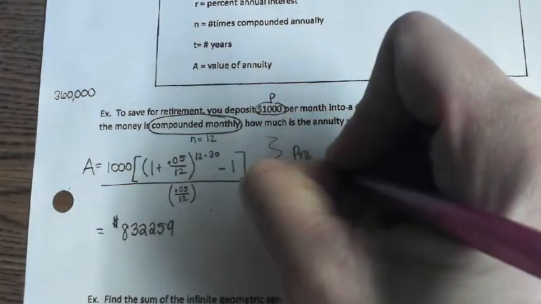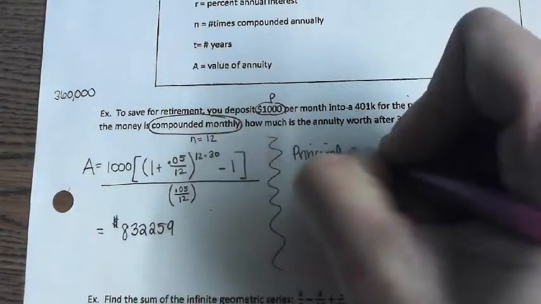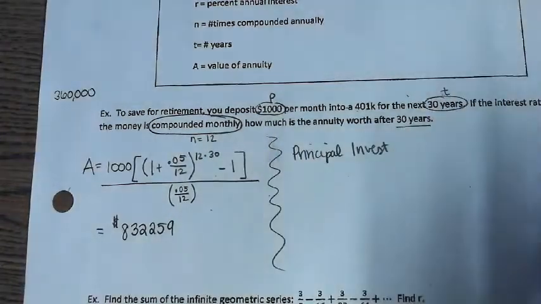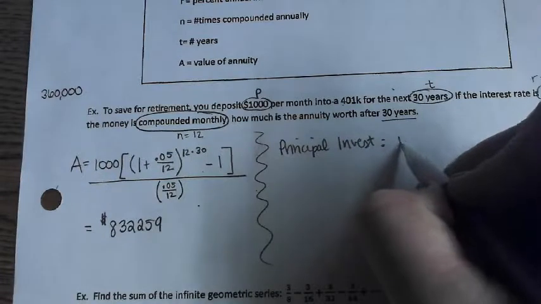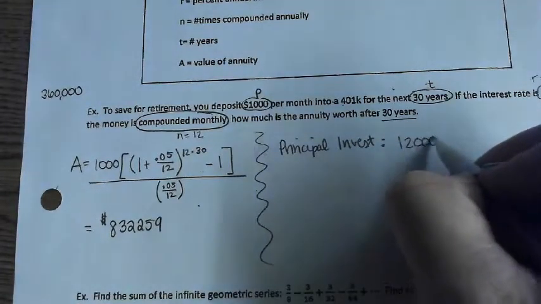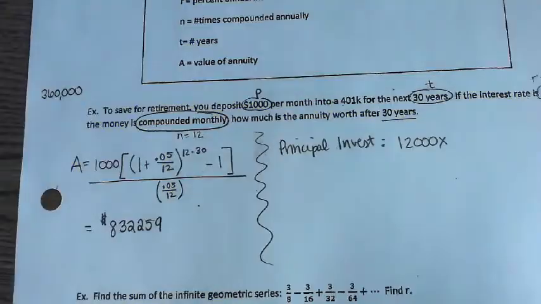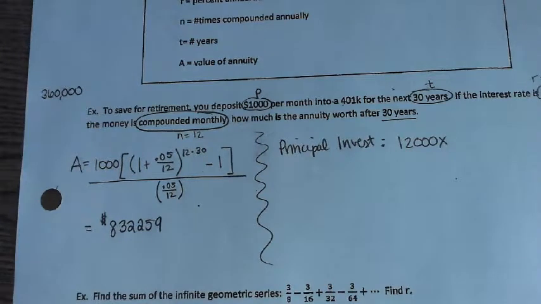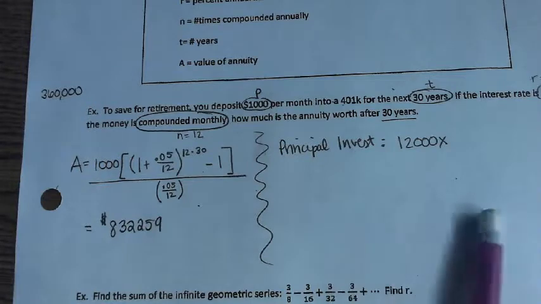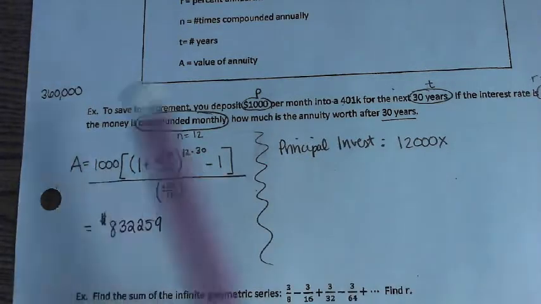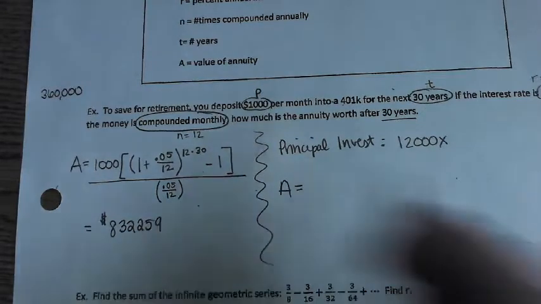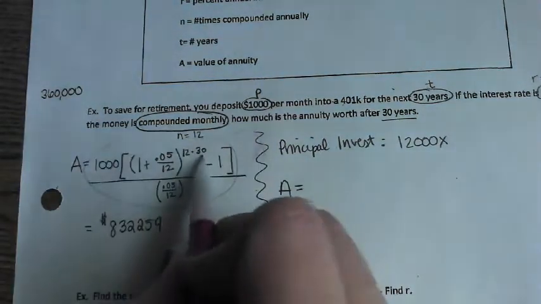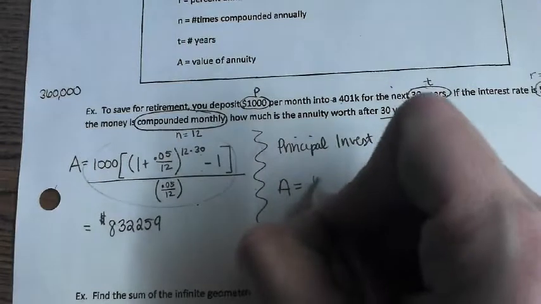Your principal investment for this situation is pretty straightforward. Your principal investment is $12,000 per year, right? We'll let X be the number of years. Is that clear? That's your principal investment. Your annuity investment value is this formula. I'm just going to make the 30 an X.